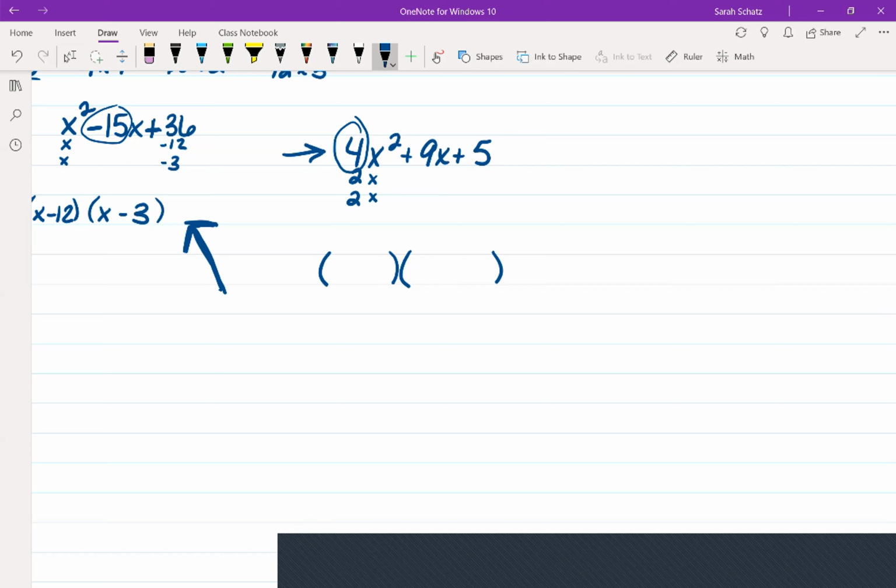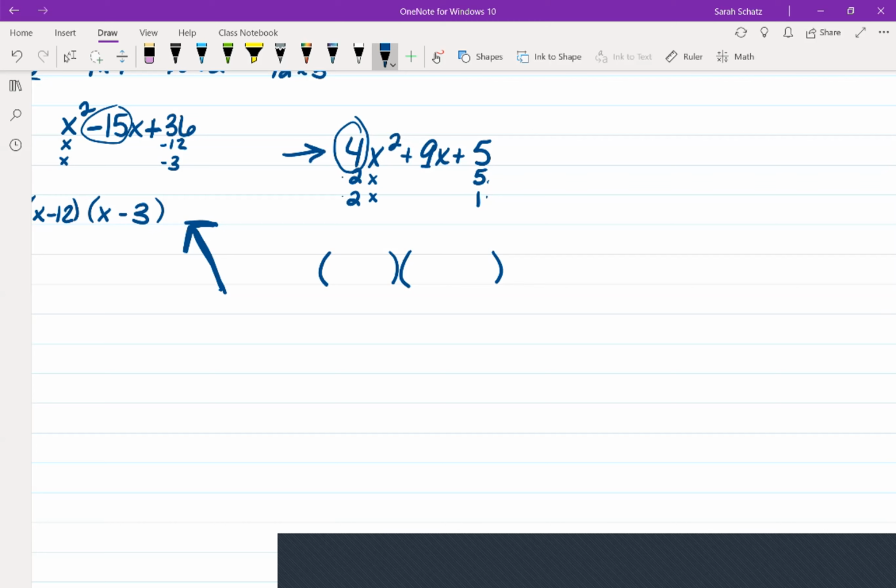Now with the 5, that's just 5 and 1. There's no way around it. But let's try the 2 and 2. When I think about taking these two factors and adding them together to make the middle, I have to consider what's over here now too. So the easiest way to do it is to check your cross products.